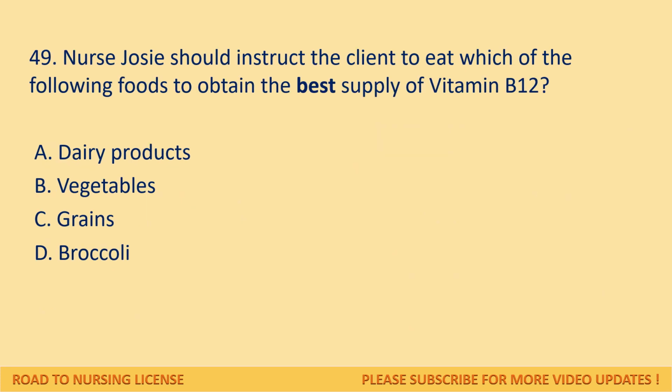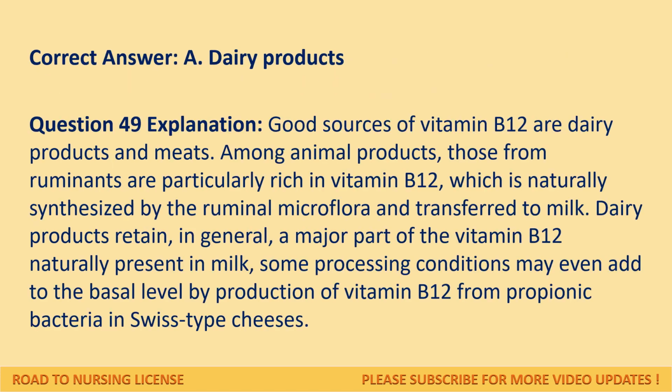Question 49. Nurse Josie should instruct the client to eat which of the following foods to obtain the best supply of vitamin B12? A. Dairy products. B. Vegetables. C. Grains. D. Broccoli. Correct answer, A. Dairy products.